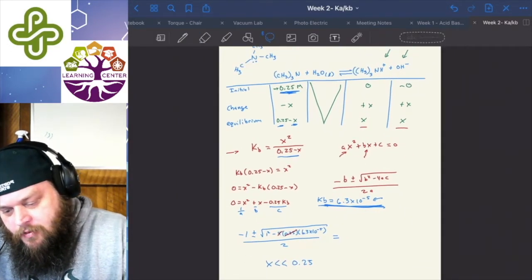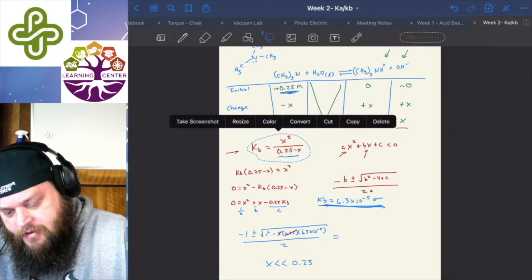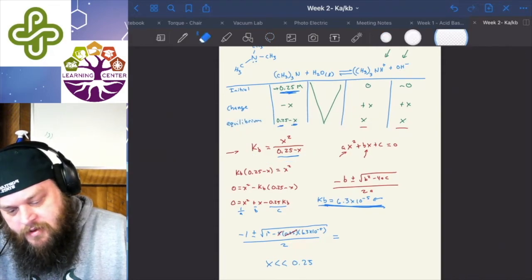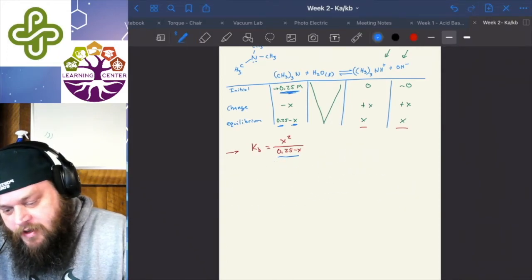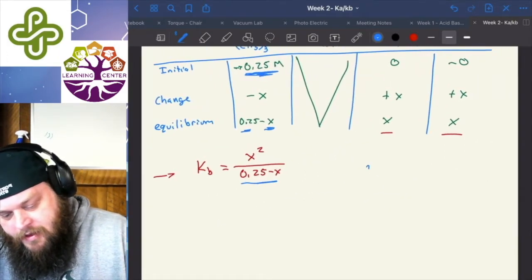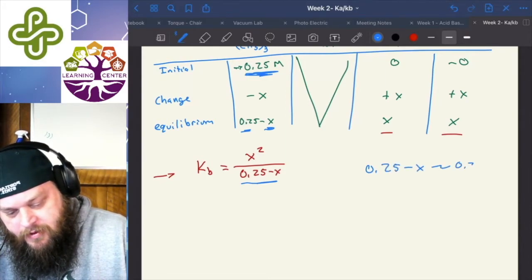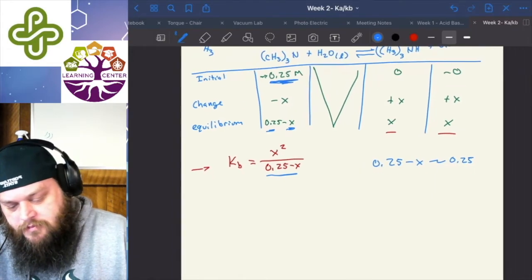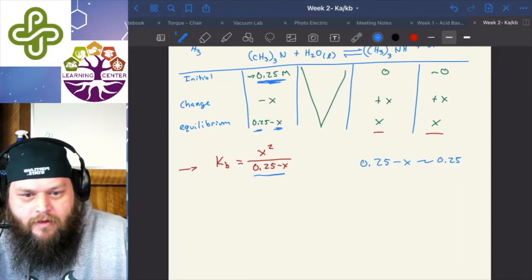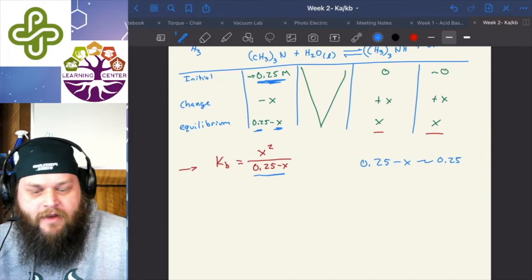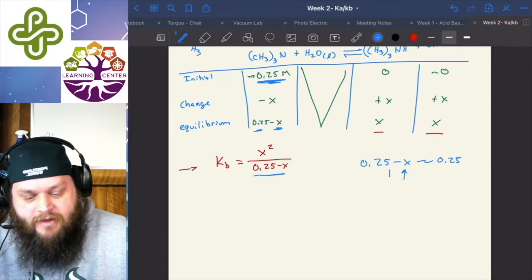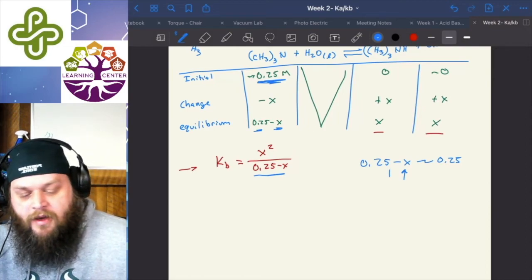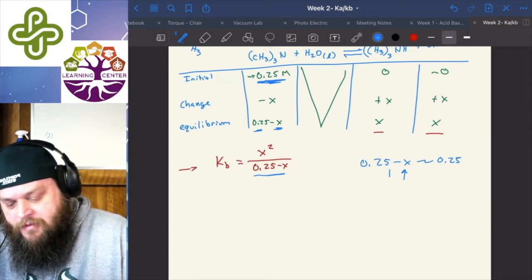So I'm going to copy this. I'll just erase. So instead of doing the quadratic formula for this, they're saying we can assume that 0.25 minus x is essentially 0.25. And then solving for, just ignoring that negative x. Because if we were to put in a really small value here, significant figures is going to cut it off, and it's not going to affect the value.